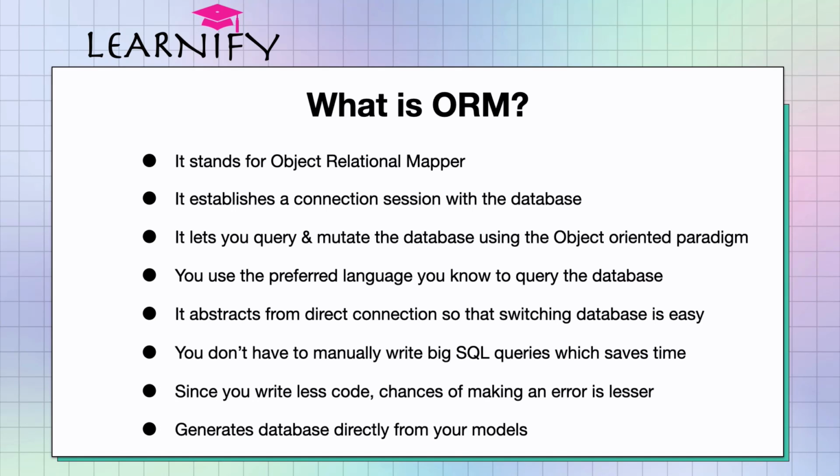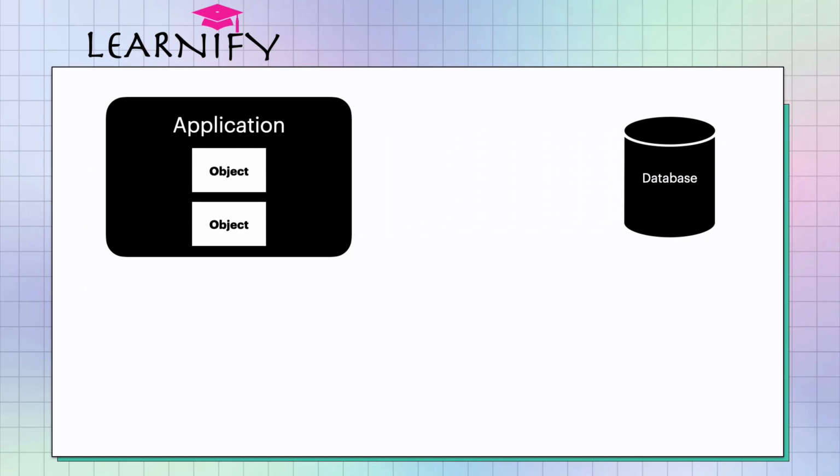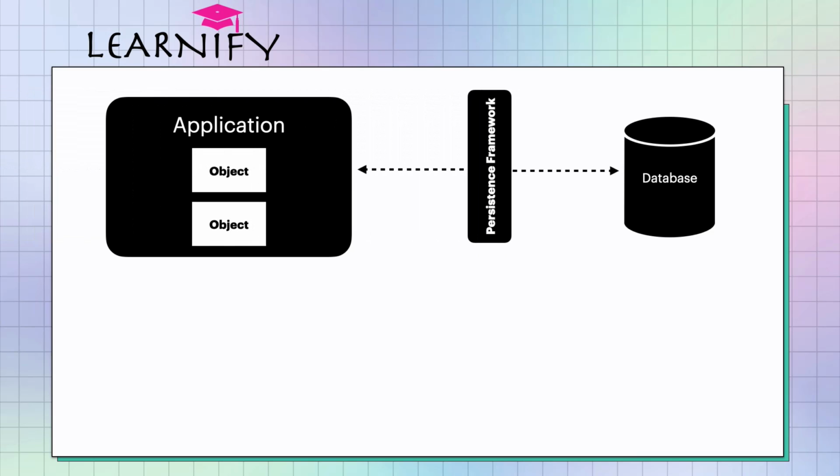Now let's see how it fits into our architecture. When we have an application, it has objects such as a user or a course in our case. If we want our data to persist, we need a database. And for smooth communication, we need a secure connection between our application and the database. So the ORM provides us that connection.